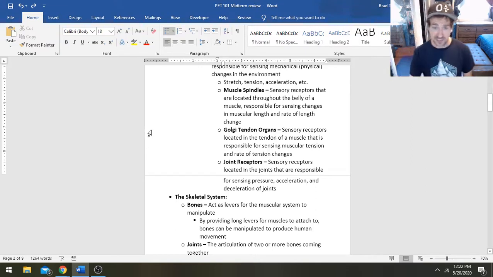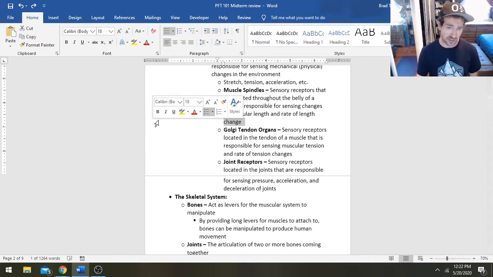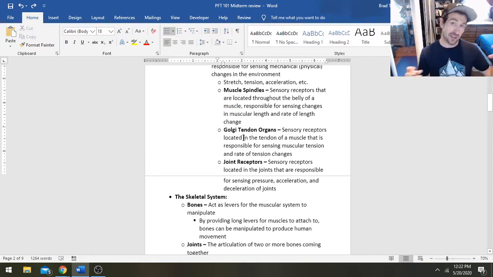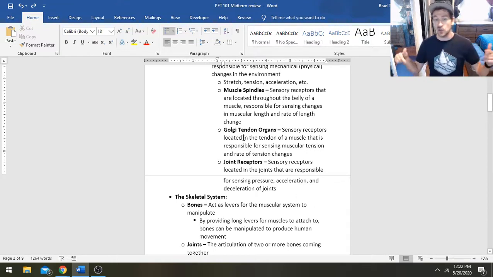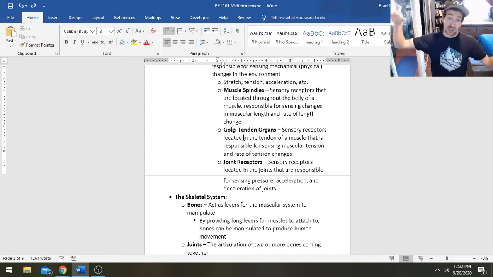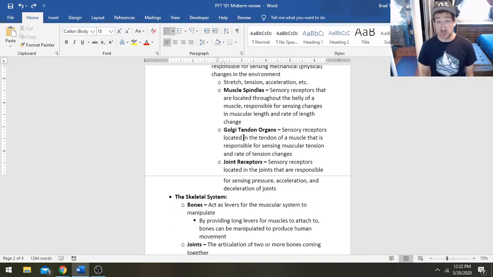Then we have our Golgi tendon organs. Those are sensory receptors that are not located throughout the belly of the muscle. These are going to be located in your tendons, right? All of your muscles are always going to end by inserting onto a bone by using a tendon. So you get the muscle belly, and then it gets tighter and tighter, and eventually becomes a tendon on both ends. And that's what grips your bones.